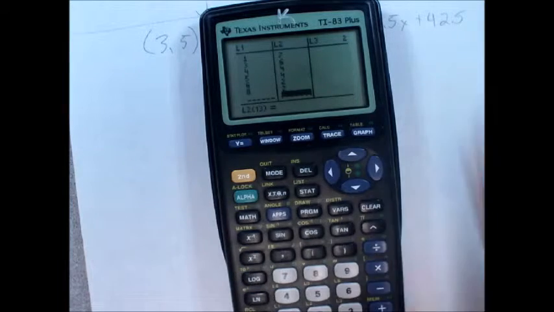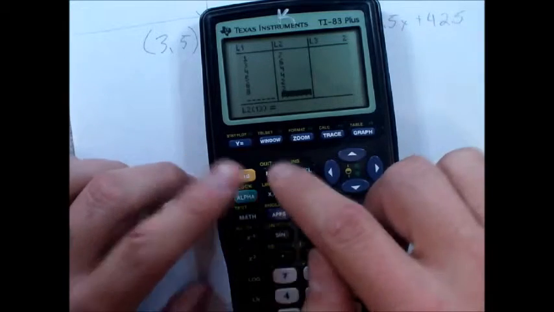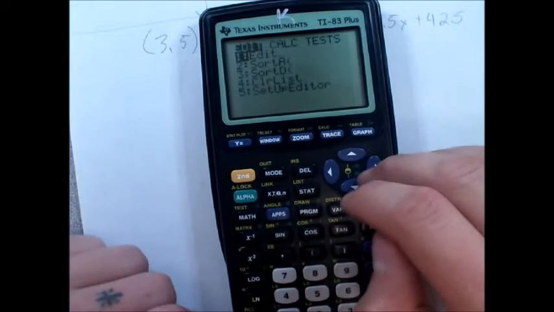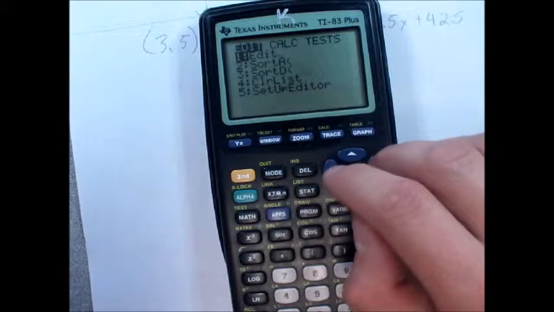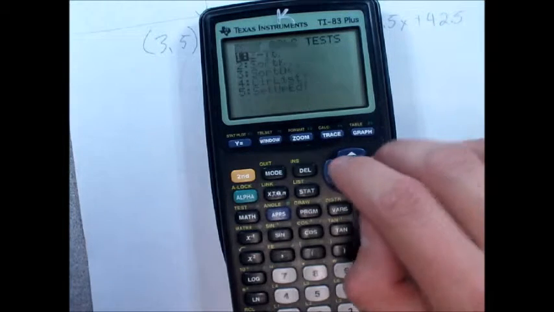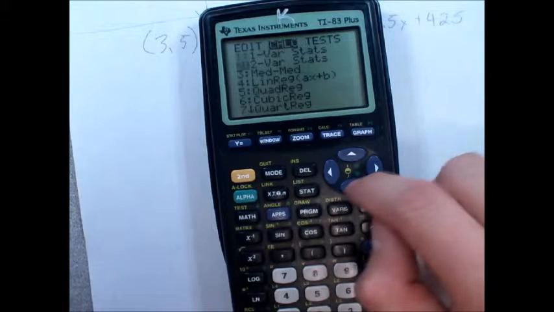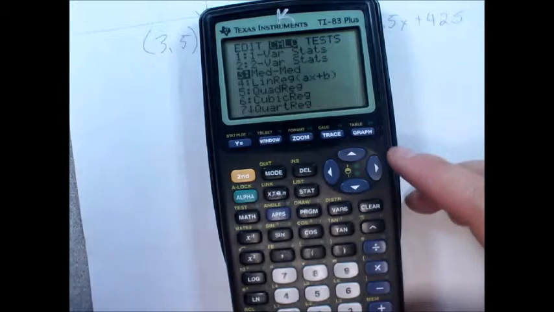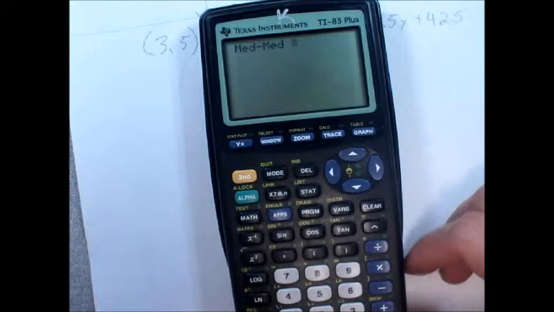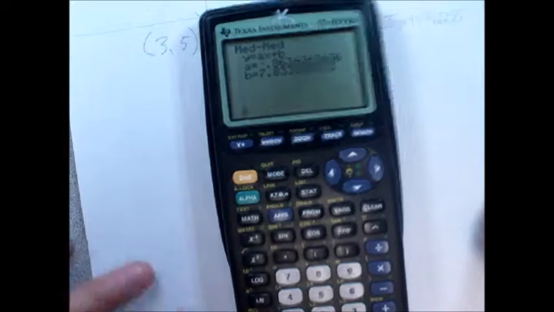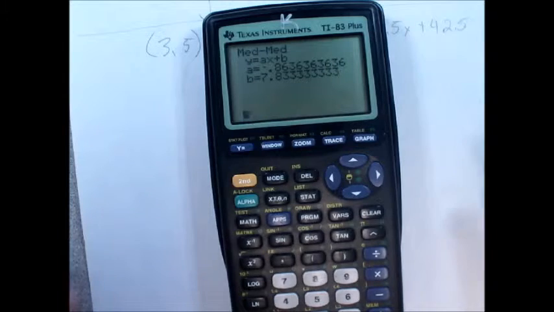Here we go. So from here, we're going to second quit to get out of the list, press stat. Okay, once we're in stat, we're going to tab over to calc. Sorry. We go to med. That's the median fit line. Okay. For me, I can just press enter. You might try it. You get some numbers.